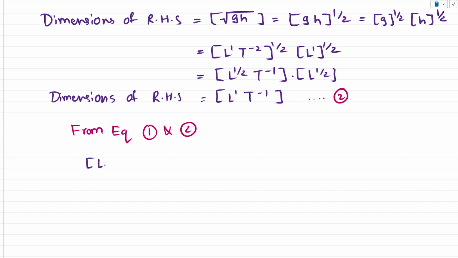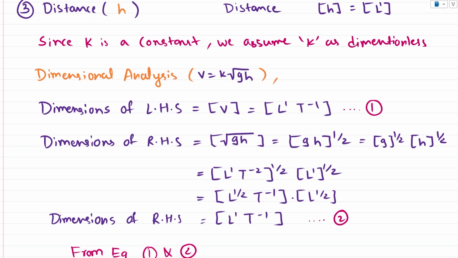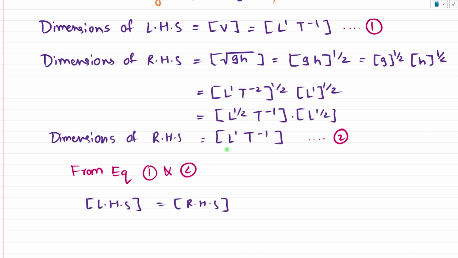So now if I were to make a statement that from equations 1 and 2, we can state that the dimensions of LHS, that is left hand side of our equation, is equal to the dimensions of R.H.S., that is the right hand side of equation. Because as you can see, हमारे LHS का dimension is also L to the power 1 T to the power minus 1, and हमारे right hand side का equation का dimensions are also L to the power 1 and T to the power minus 1.